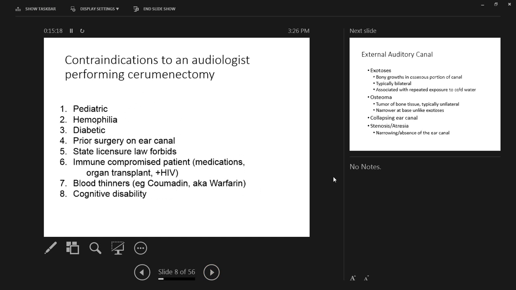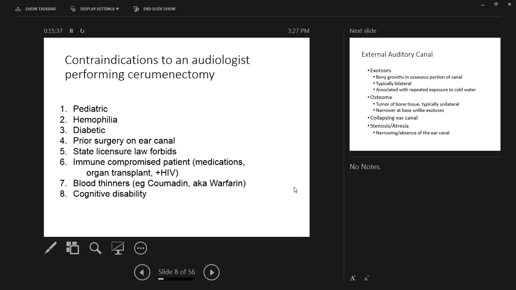All right, so let's talk about contraindications to an audiologist performing cerumenectomy. These are not an exhaustive list, but these are really important ones for you all to know, and to know intimately well, because I will test you on these specifically.